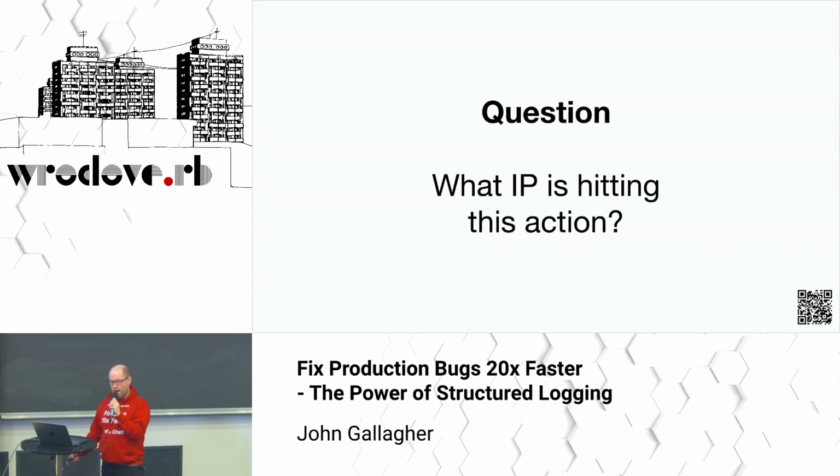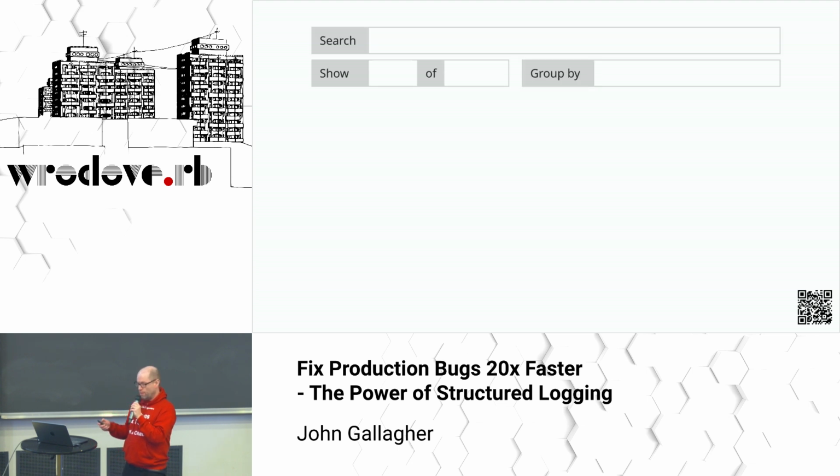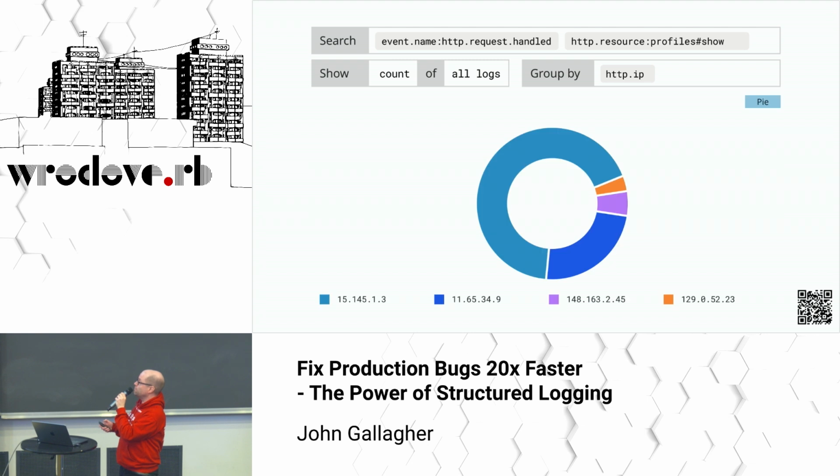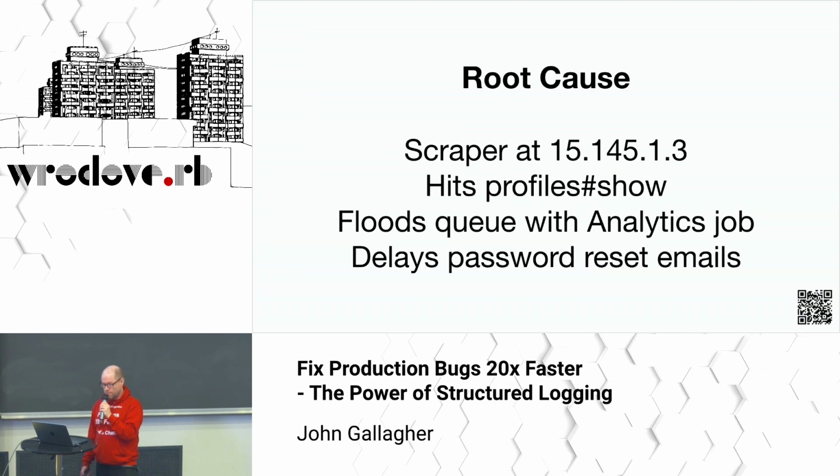Okay. What IP address is hitting that action, which is then queuing the jobs? So let's show the number of HTTP requests to that same resource, and we'll group it by IP address. Oh, wow, that's a lot of IPs in that light blue region. Oh, that's the IP address. Okay, I've got it. So let's just recap. There's a scraper at that IP address. It's hitting profiles show, it's flooding the queue with these jobs, and that delays our password reset emails.